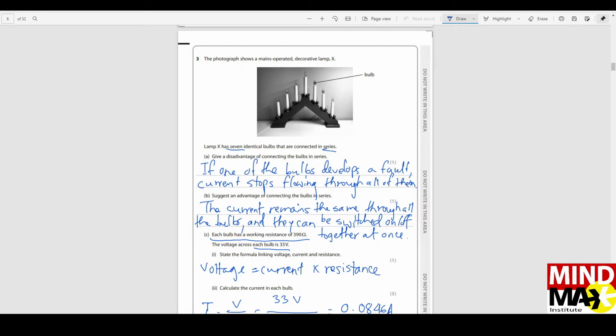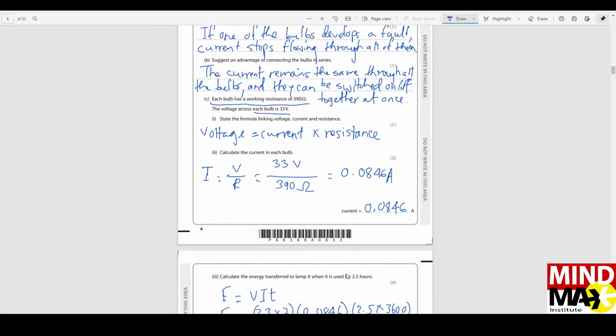So then voltage is current multiplied by resistance. Then current in each bulb is voltage by resistance. So voltage across each bulb is 33, and the resistance across each bulb is 390. So from here we divide them and we got 0.0846.